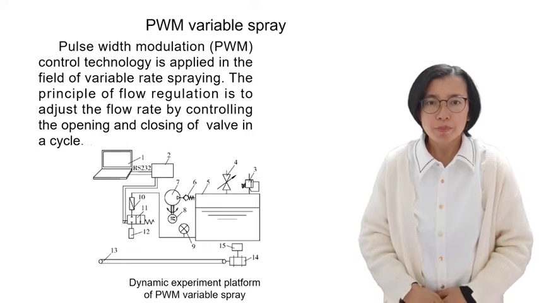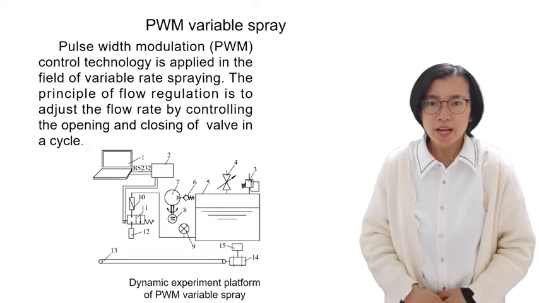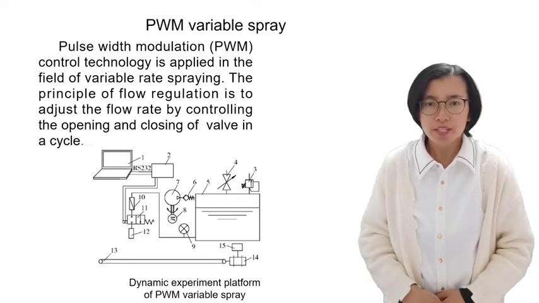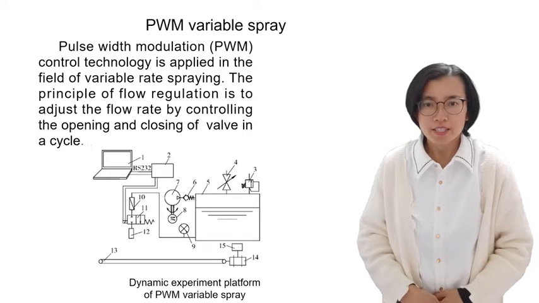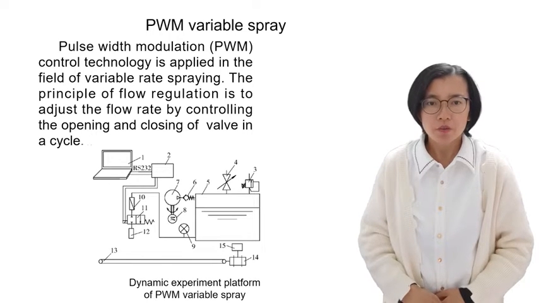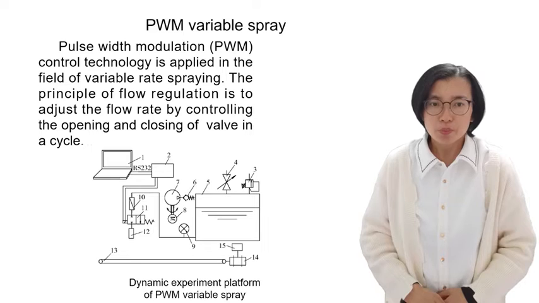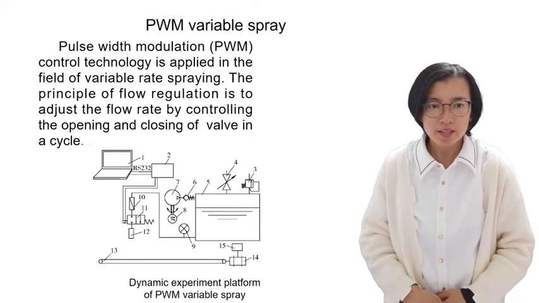There is also PWM variable spraying. Pulse width modulation control technology is also applied in the field of variable rate spray. The principle of flow regulation is to adjust the flow rate by controlling the opening and closing of the valve in a cycle. PWM variable spray technology has better flow regulation characteristics and dynamic response.